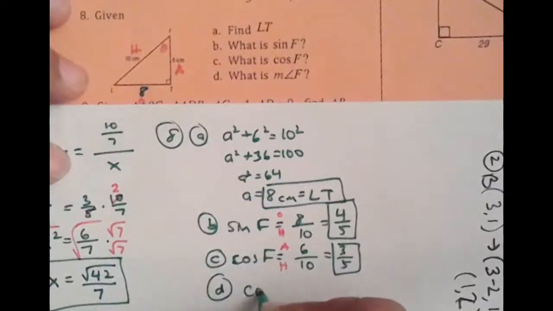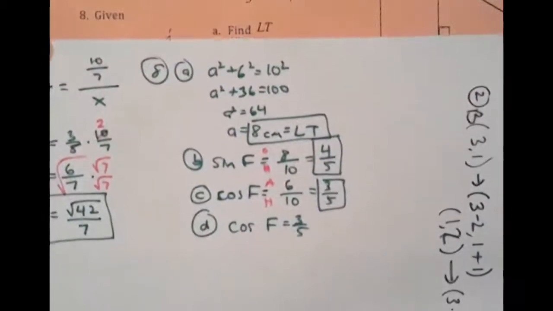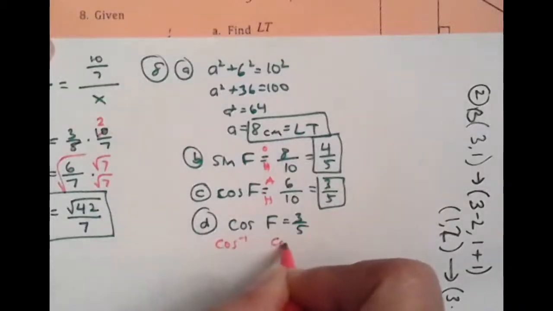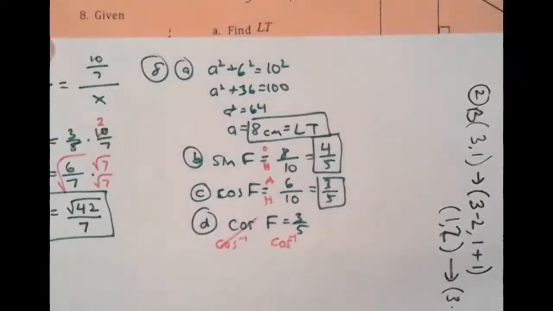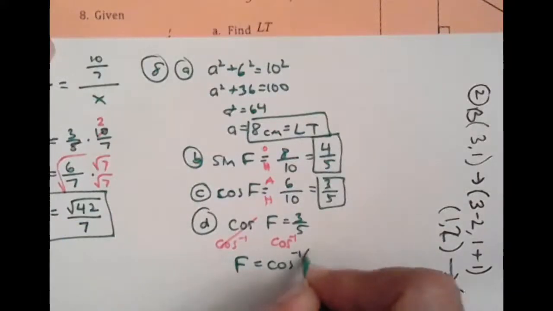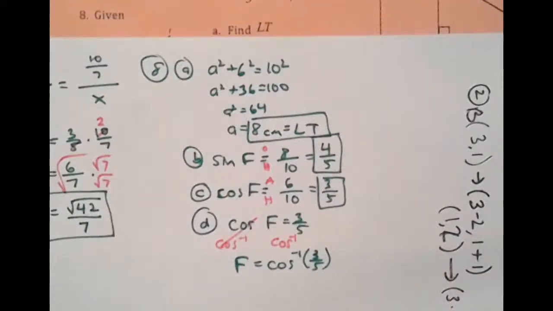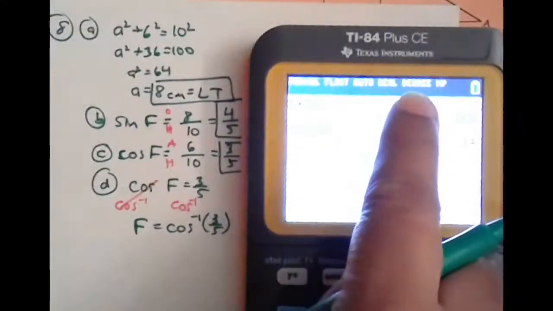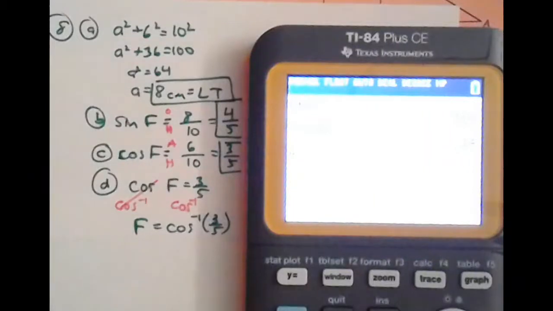So we knew that cosine of angle F was equal to 3/5. But if you remember, how to get the cosine to go away is doing the inverse, cosine inverse, to solve for an angle measure. That goes away. So we have F equals cosine inverse of 3/5. And you need to be in degree mode when you do this in the calculator. So make sure that it says degrees on your calculator, which is right here. And then we're going to do second and then the cosine button.